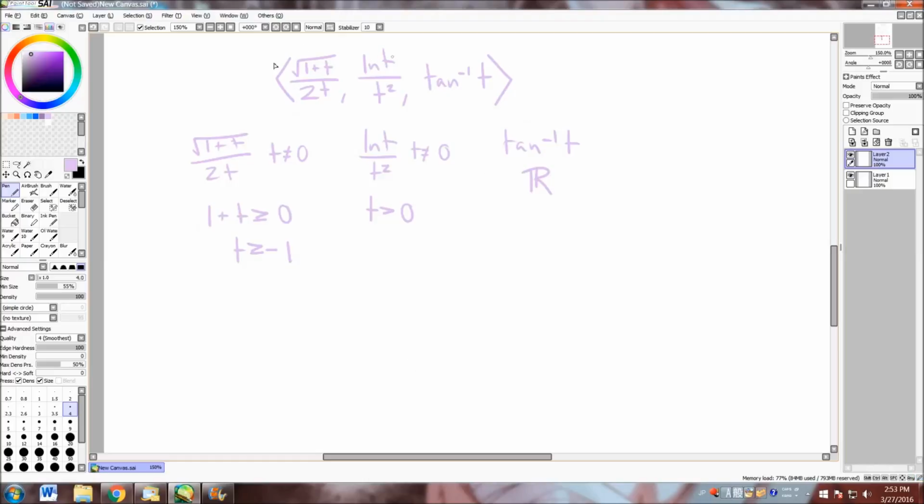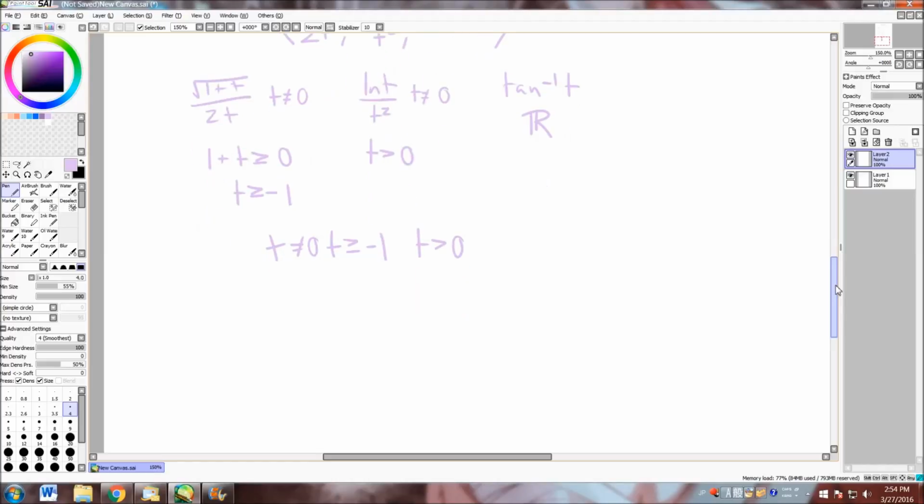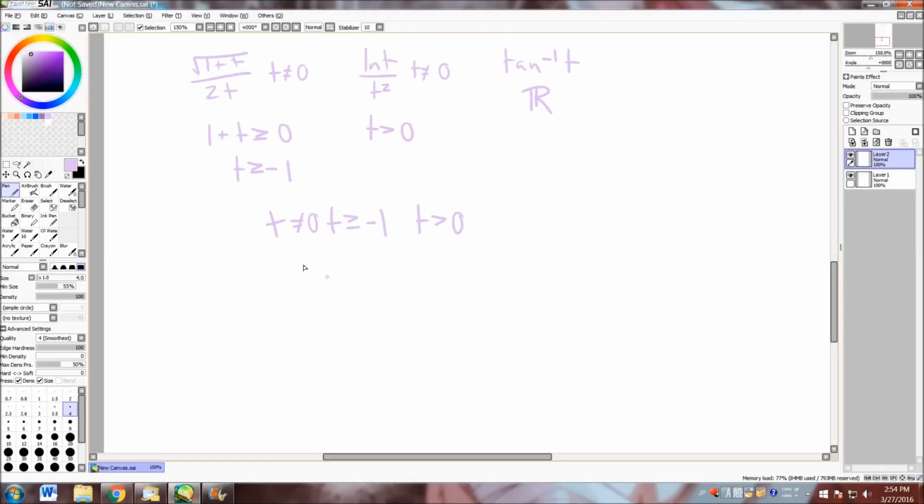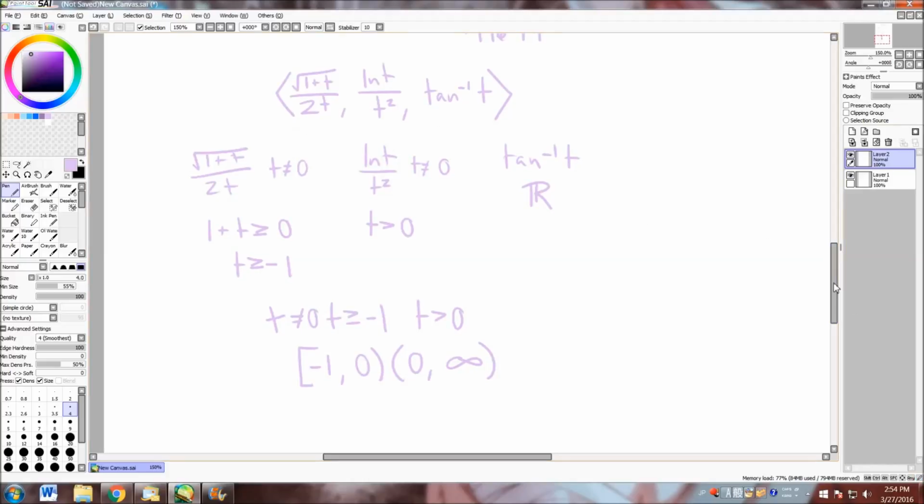Now to find the domain of the entire vector, let's just look at all of these domains together. First, we know that t cannot equal 0, that t is greater than or equal to negative 1, and that t is greater than 0. So this means that we can have from negative 1 to 0, not including 0, and then from 0 to infinity. And this is the domain of this vector.